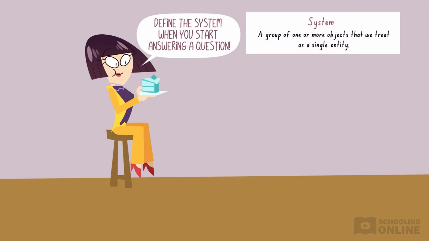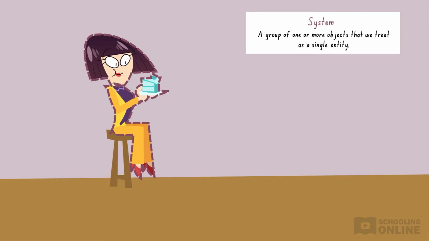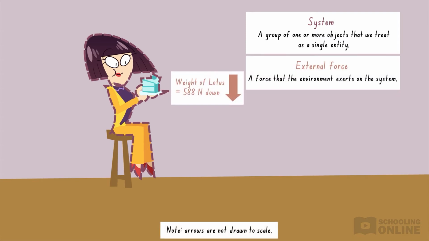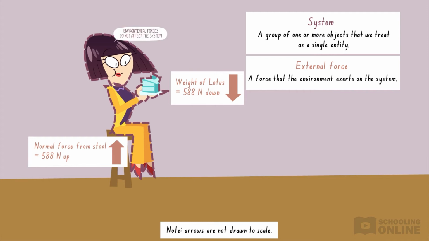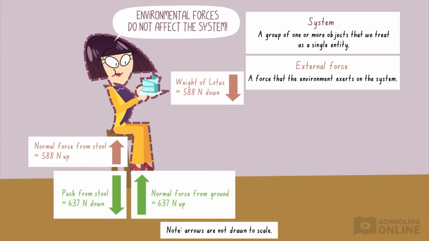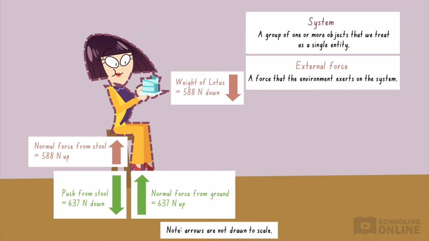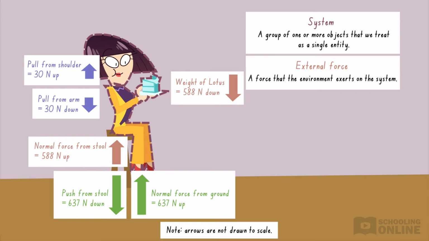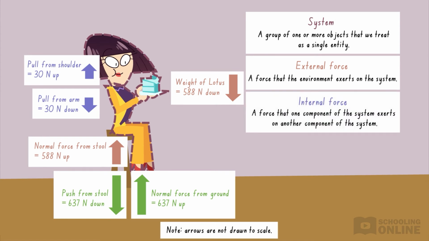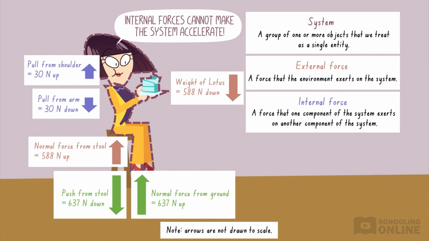For example, if we define the system to include Lotus only, then we only need to consider two external forces, a downwards weight force caused by Earth's gravitational field and an upwards normal force caused by the stool. We can ignore the forces between the stool and the ground because both objects are in the environment, so they are not part of the system. The forces connecting Lotus's arm to her shoulder act between two components of the system, so they are internal forces. They hold the system together, but they cannot make the system move or accelerate.